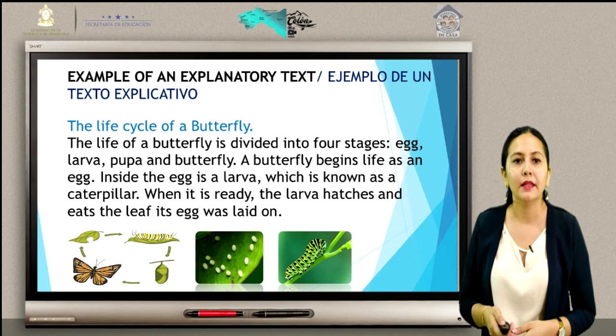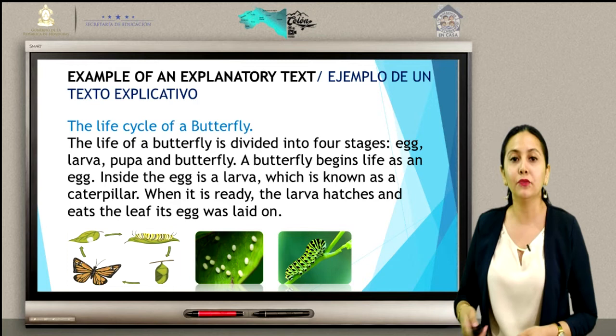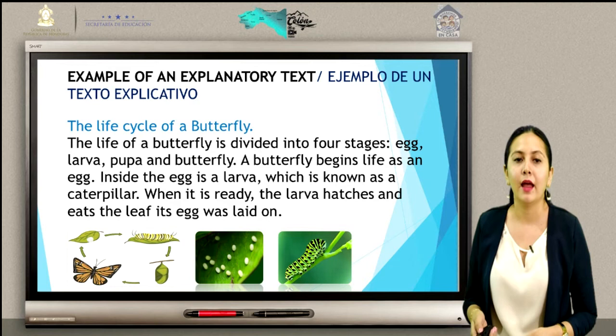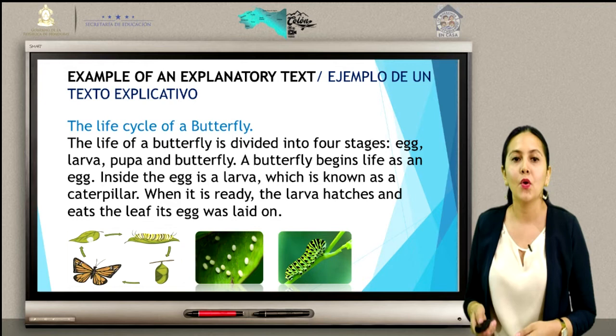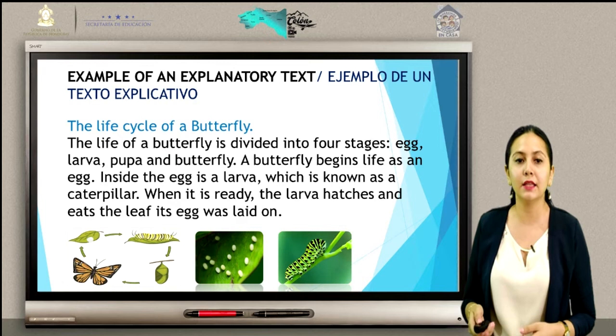The life cycle of a butterfly. The life of a butterfly is divided into four stages. Egg, larva, pupa, and butterfly. A butterfly begins life as an egg. Inside the egg is a larva, which is known as a caterpillar. When it is ready, the larva hatches and eats the leaf its egg was laid on.